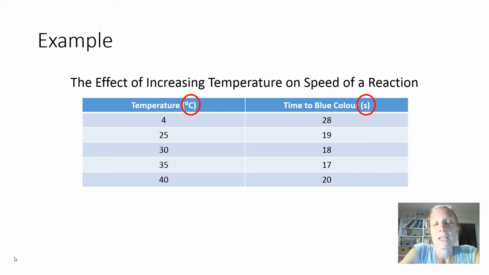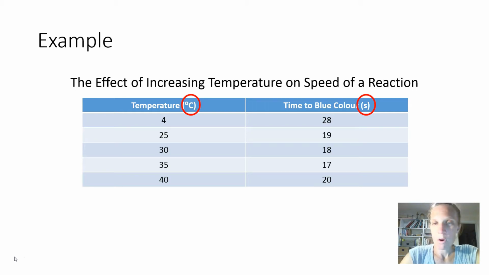At the top of each column, I also describe the units I used to measure those values. So my temperature is measured in degrees Celsius, and my time was measured in seconds. Notice that the short form for seconds is just a lowercase s. It's not SEC, which people tend to misuse. I don't know where that comes from, but in science we describe seconds with a lowercase s.